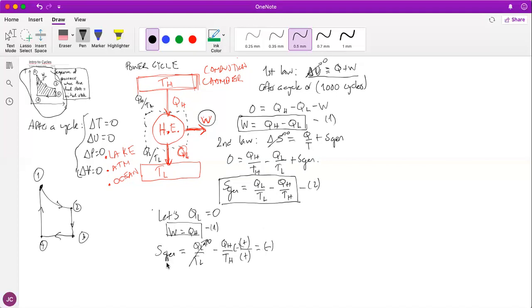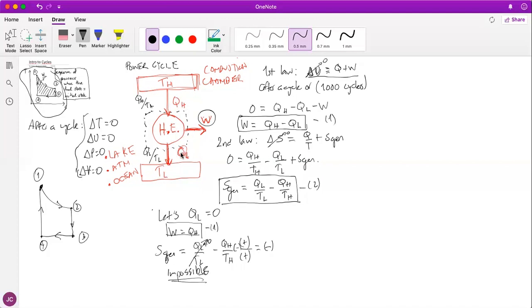And I don't know if you remember this, but you can see it in one of our videos: Sgen cannot be negative. This thing is impossible, so you cannot do this. Therefore, you cannot avoid dumping heat into the ocean. You always need to dump some part of whatever you got in. There is no way that you can convert all the heat that went in into work. There must be some heat going out from the heat engine that wasn't allowed to be produced as work.